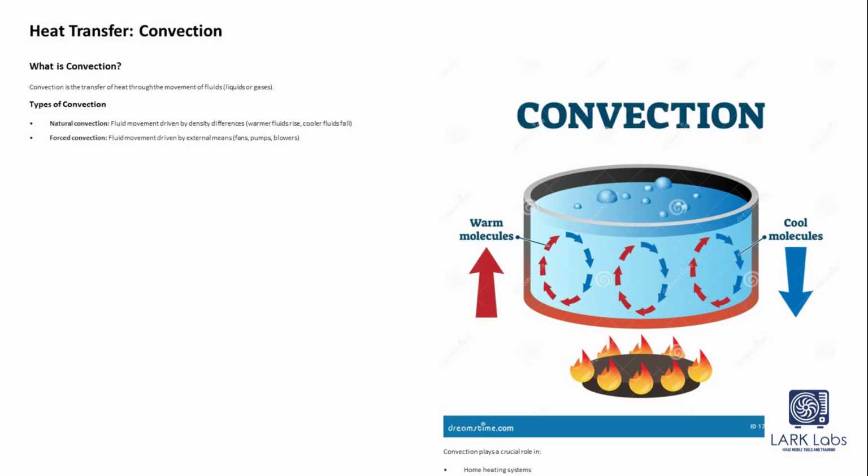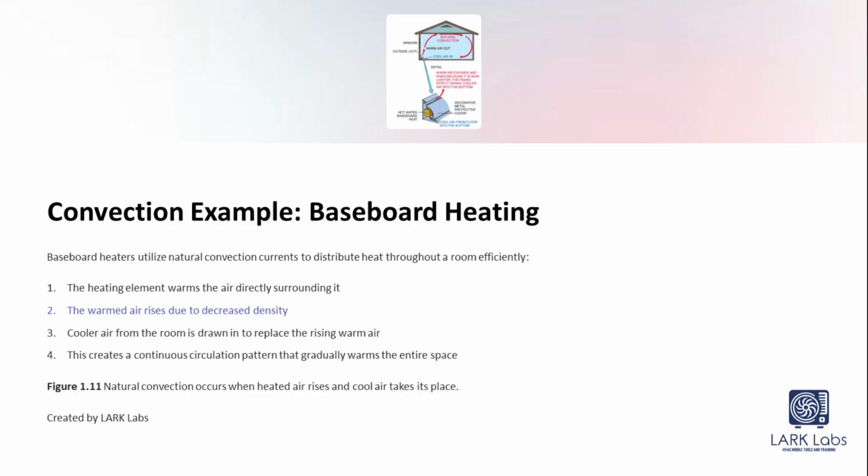Convection involves the transfer of heat through fluid movement, driven by temperature differences. It can occur naturally or be forced, playing a vital role in heating systems and atmospheric phenomena. Baseboard heaters use natural convection currents to distribute heat efficiently throughout a room. The heating element warms the air, creating a circulation pattern that gradually warms the entire space.